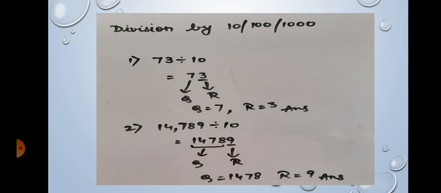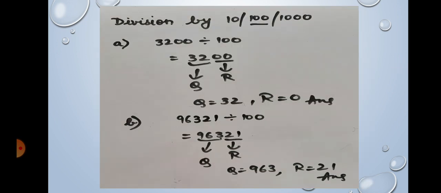In the second example, we have the number 14,789 divided by 10. Again we write down the number first, and starting from the right side, we underline the digit 9. So the 9 is called the remainder, and 1478 is the quotient.